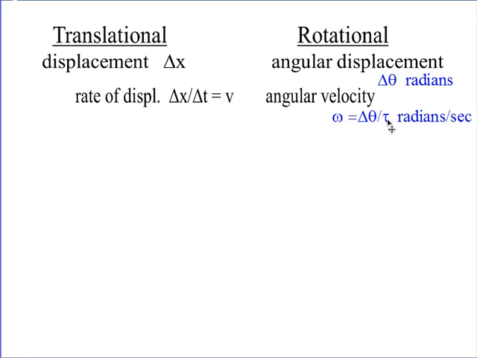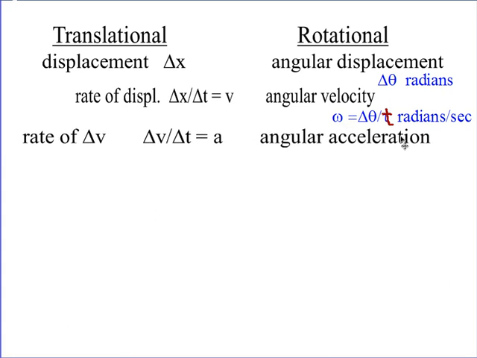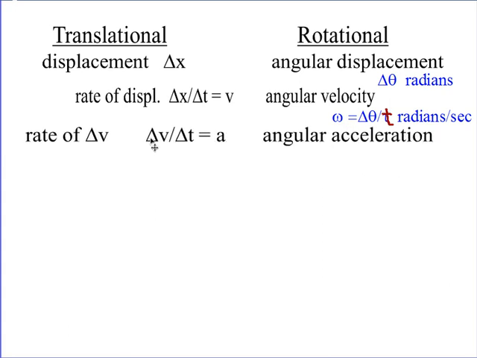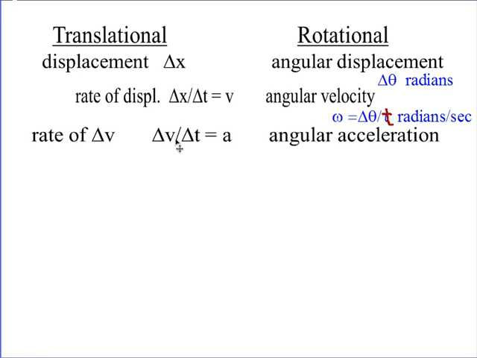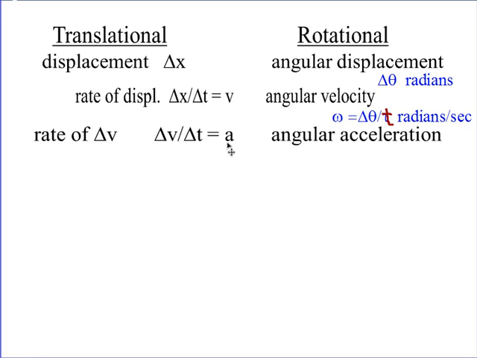That's a T there. This would be the angular velocity. And we have changes in the angular velocity. Well, changes in the translational velocity, which we called acceleration, which would be in meters per second squared, and here we have angular acceleration, and we use a Greek A.